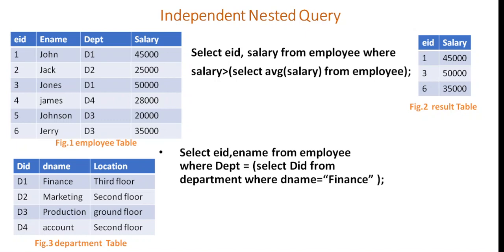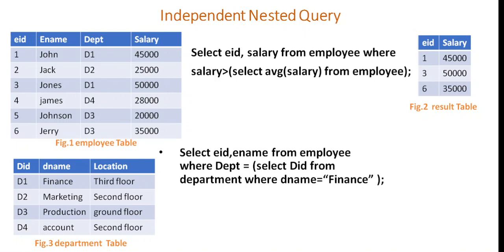So I have written the query: select employee ID, employee name from employee where department equals. Now the department attribute in the employee table consists of only codes, and I want the name of the department. So I write select employee ID, employee name from employee where department equals, and now write your nested query: select department ID from department table where department name equals finance.